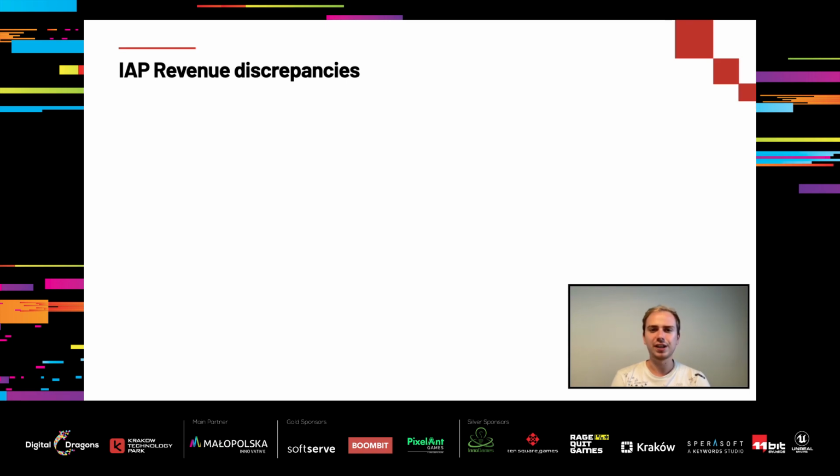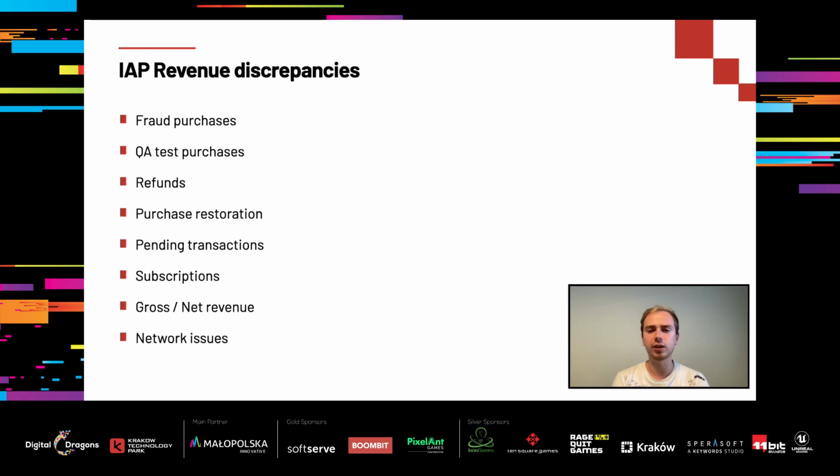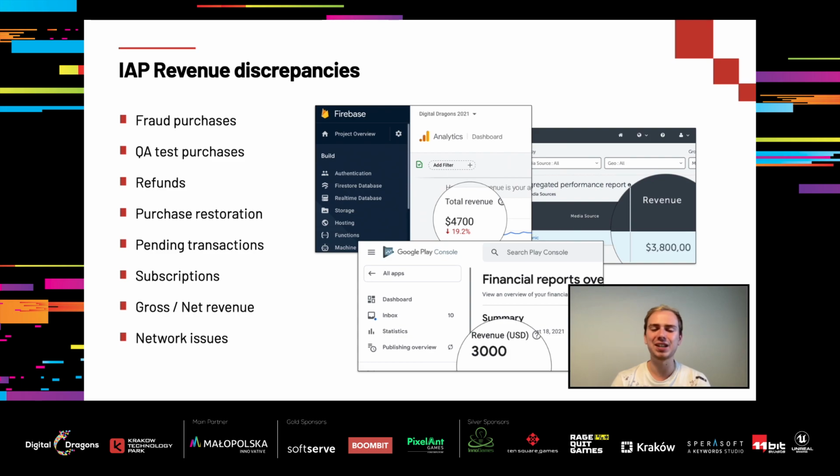We need to make sure in-app revenue we track is also correct. There are many reasons causing discrepancy, like cheaters activity, sandbox purchases, refunds, purchase restoration, subscriptions, using gross revenue to calculate ROI, or network issues resulting in not receiving event at all. It is very common for advertisers to see completely different numbers of the same KPI, like in-app revenue, in store dashboards, MMP dashboard, and analytics dashboards. But it doesn't have to be like that.